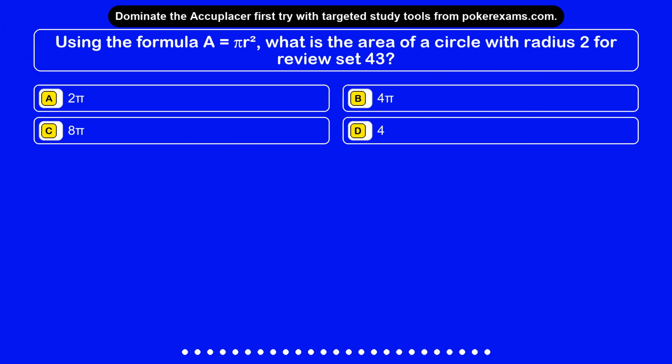Question 12. Using the formula A equals pi r squared, what is the area of a circle with radius 2 for review set 43? Option A, 2 pi. Option B, 4 pi. Option C, 8 pi. Option D, 4.